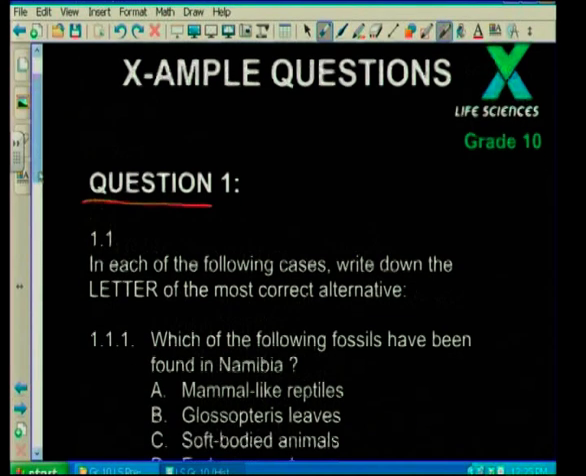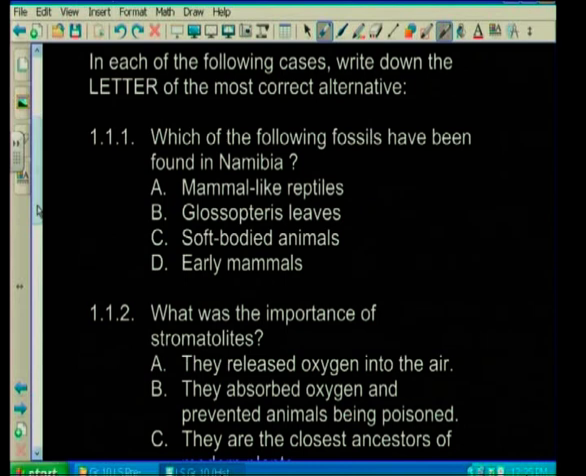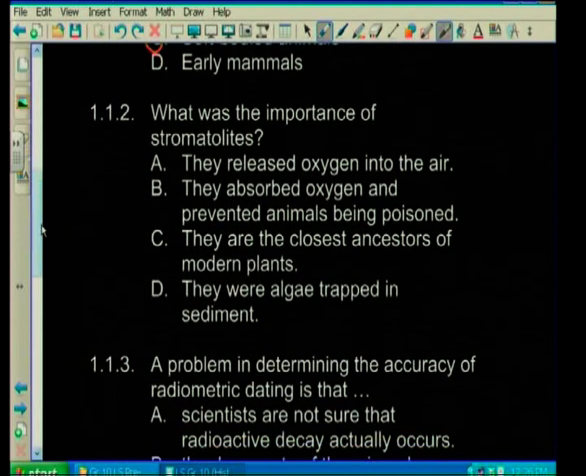Question 1. Remember, when you are answering, you've got to write down the letter of the most correct alternative and not write down the actual answer. Which of the following fossils: please underline the key that you need to know in order to choose the right answer. So we need to look for a fossil found in Namibia, and remember that was the soft-bodied animals, so the answer in your answer book, 1.1.1, will be C. Right, let's look at the next question.